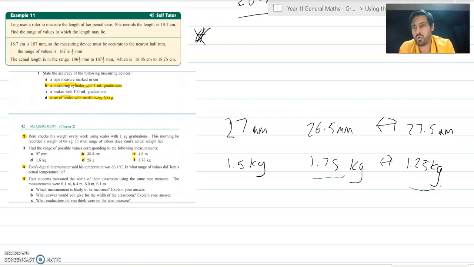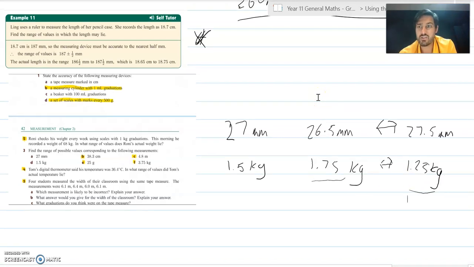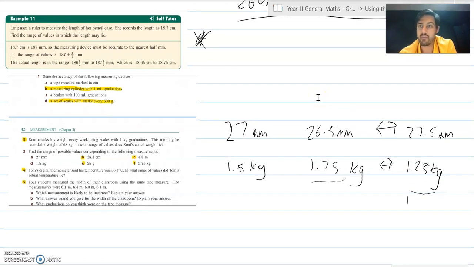Now, it doesn't matter which order you have these, as long as you've correctly indicated that those are your two boundaries. Really, the other questions that you're going to do are just different variations on that, but it's the same idea. So hopefully that's helped.